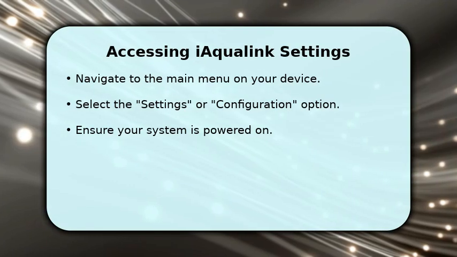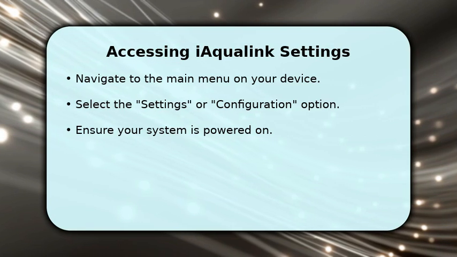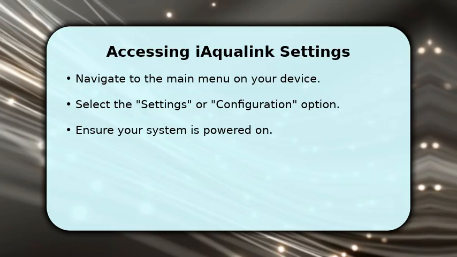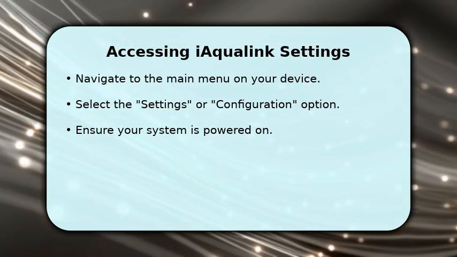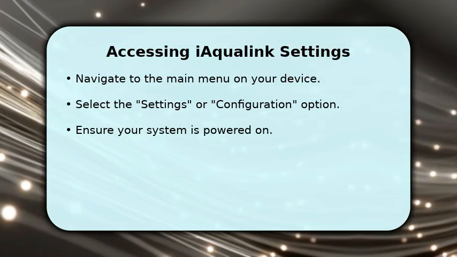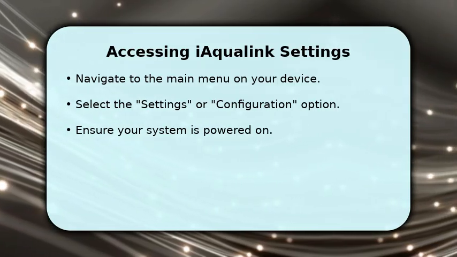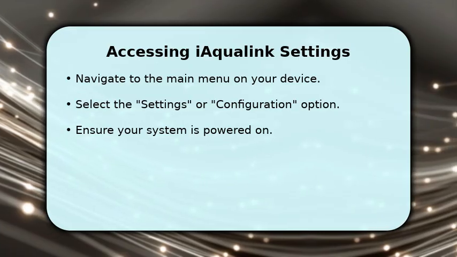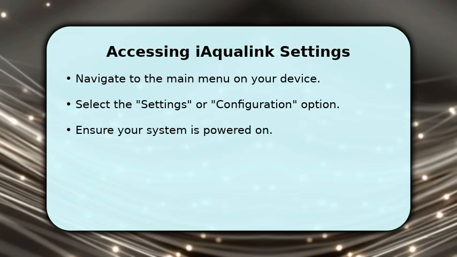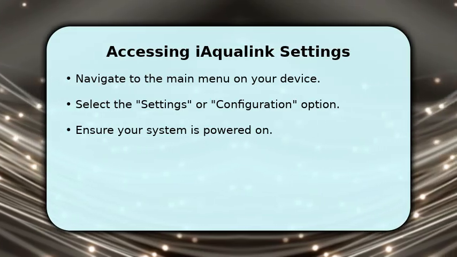To begin, power on your IAQUALINK system and access its main menu. Look for an icon or option labeled Settings or Configuration. This is where you'll find all the system's adjustable parameters. Once you're in the settings, you'll then proceed to locate the specific section dedicated to network or Wi-Fi connections. This initial step is crucial for making any changes.